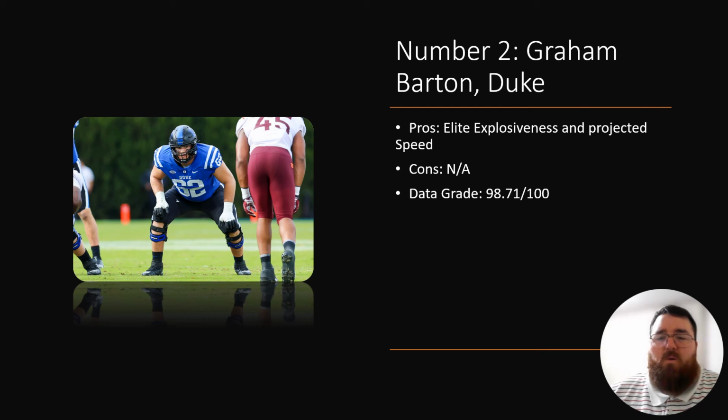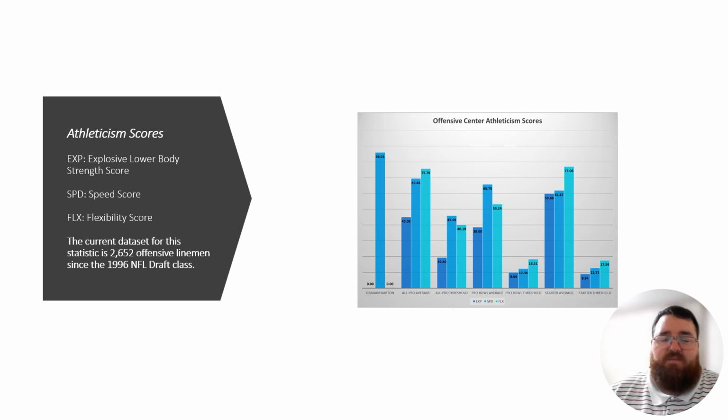Duke. Pros, elite explosiveness and projected speed. Cons, doesn't really have any. Data grade, 98.71 out of 100. Very impressive speed score, as you can clearly see right here. And when you add his physical metrics, how big he is, his size, his arm length, his level of competition, all those different kind of things really help to put him as one of the best centers in this particular draft class.